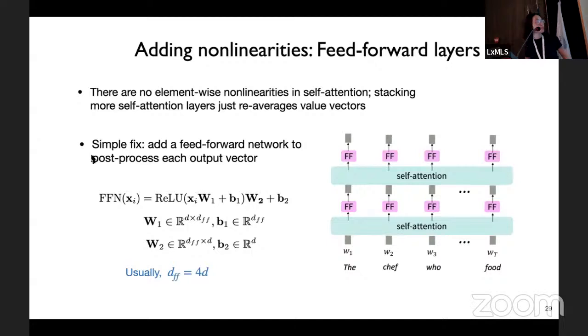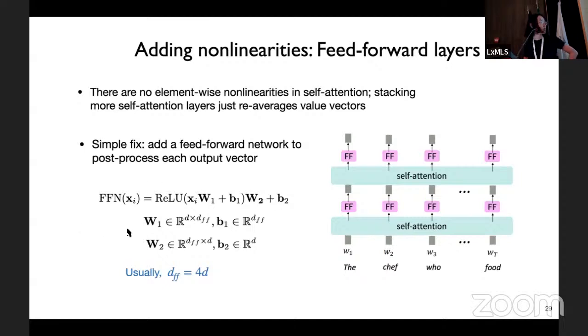This is actually very simple. This is the self-attention layer here. After you get the output, you just apply the feed-forward layer on top of it. And this is applied position-wise, at each single position independently. In the original transformer paper, they use a very simple ReLU function. You take the output vector xi, multiply by W1 plus a bias vector, apply the ReLU nonlinearity, and multiply by W2 plus another bias vector b2.